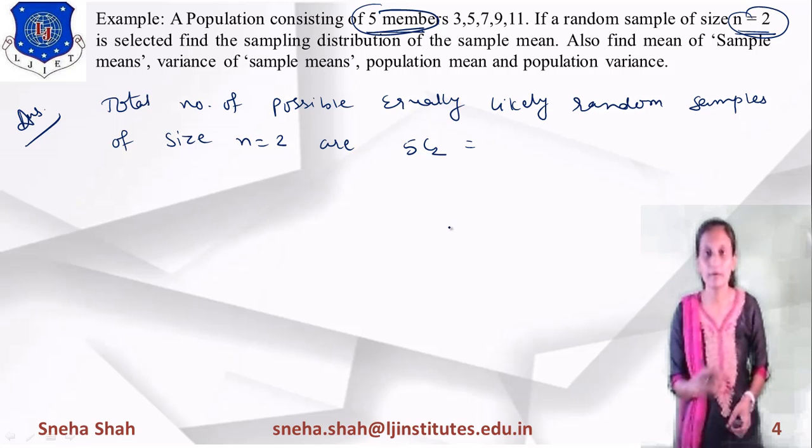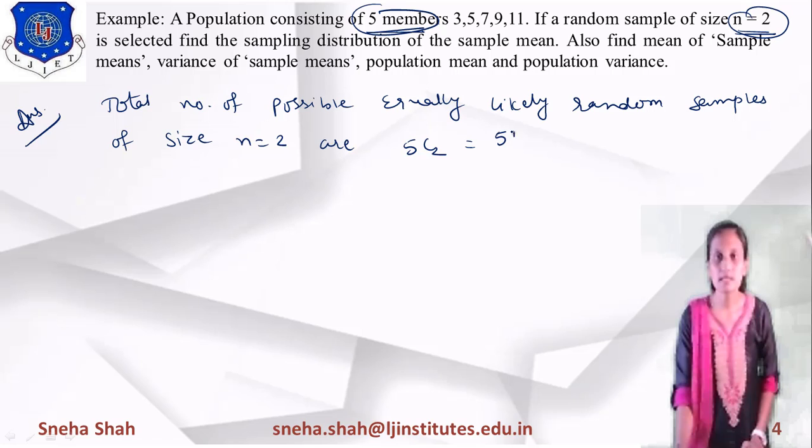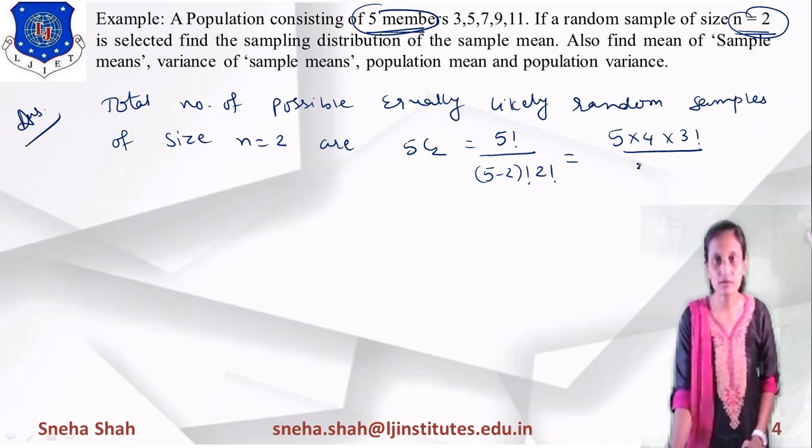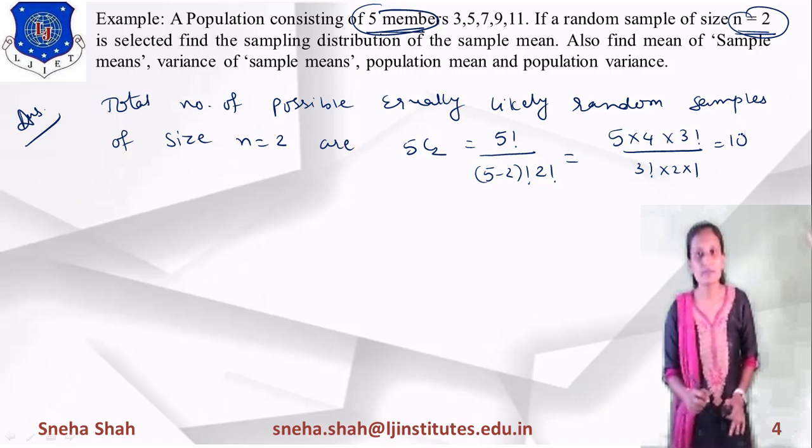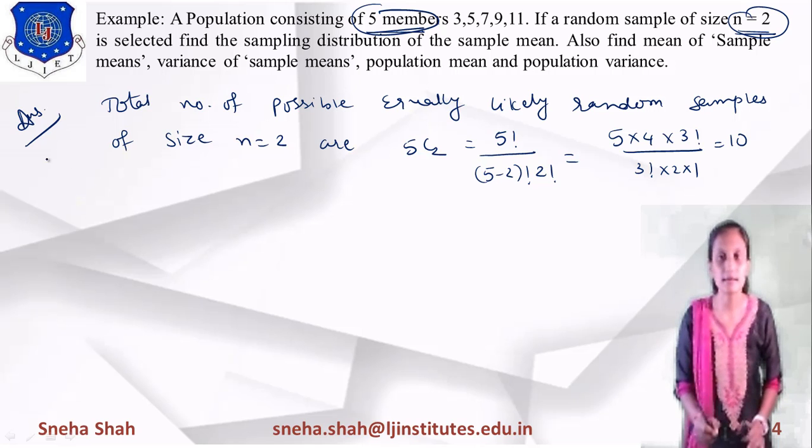So what is the formula of combination? 5 factorial upon (5 minus 2) factorial into 2 factorial. What is the value of it? 5 factorial means 5 into 4 into 3 factorial, divided by (5 minus 2), which is 3 factorial, into 2 into 1. Now the 3 factorial will be cancelled out, and 4 divided by 2 gives 2, so 5 into 2 means the total number of samples will be 10. So as you know the total number of samples is 10, we write them over here.